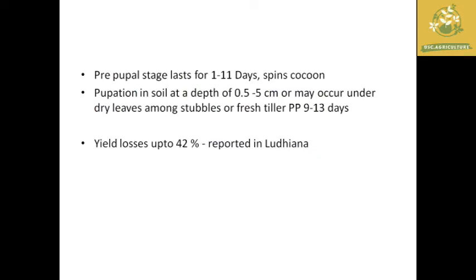Some other things we need to know about these armyworms are that they have pre-pupal stages which last around 1 to 11 days, and they spin a cocoon, and the pupation occurs in the soil as well as in the dry leaves among the stubbles. It happens at a depth of 0.5 to 5 centimeters in the soil, and they have a pupation period of around 9 to 13 days, and yield loss of up to 42 percent has been recorded in old wheat, especially in Louisiana.